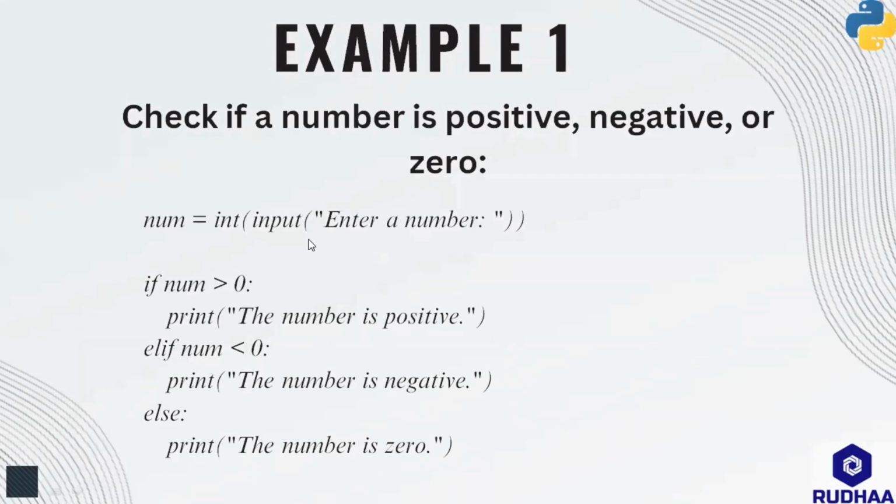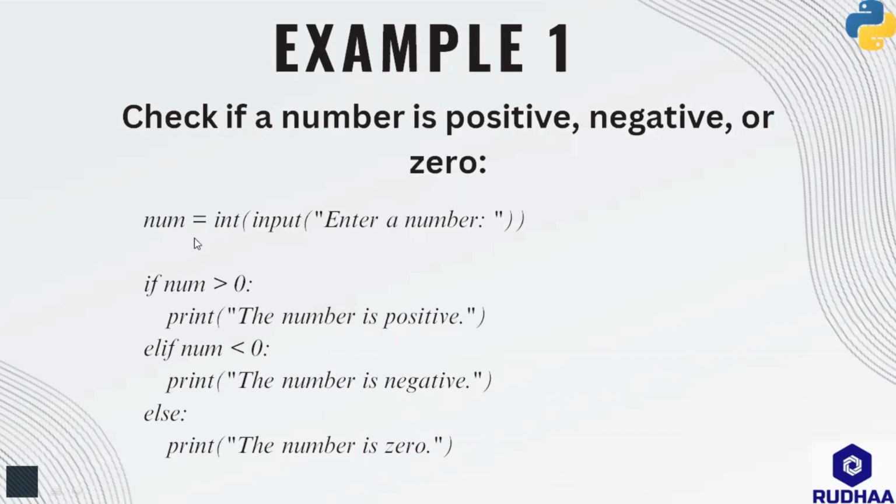Suppose I am giving -2. So -2 greater than 0, this code block will become false. That means it will go to the next condition. It will check if number is less than 0, that is -2 less than 0. This condition comes true, so this statement will be printed: the number is negative. It will not go to the remaining statement. So this is the second case. And the third case is 0.